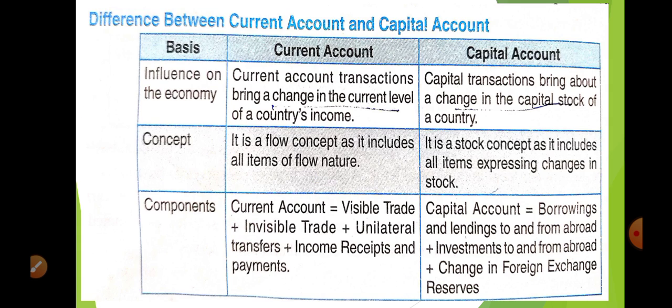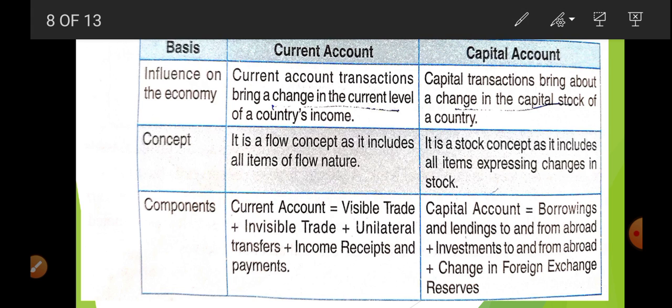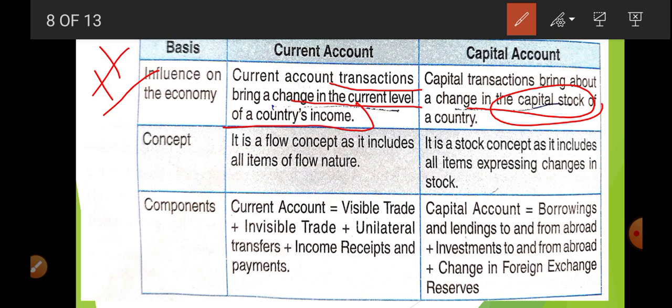Okay, now what is the difference between current account and capital account? It is very important, you have to learn it, so it is important for your board examination. First of all, current account. The current account is related to those transactions that bring a change in the current level of a country's income. Now if you talk about capital transactions, they bring a change in the capital stock of a country.